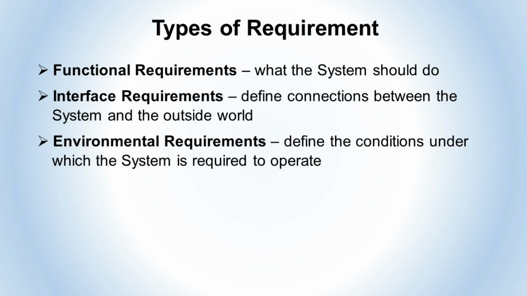Environmental requirements define the conditions under which the system is required to operate and may include also transportation and storage environments. The environmental requirements can get quite extensive and are often separated out into a separate document, so the same document can be used, for example, to define the requirements on subsystems at a lower level later.